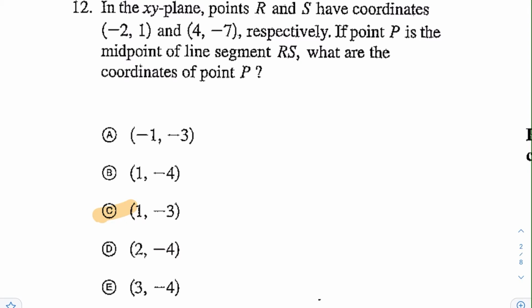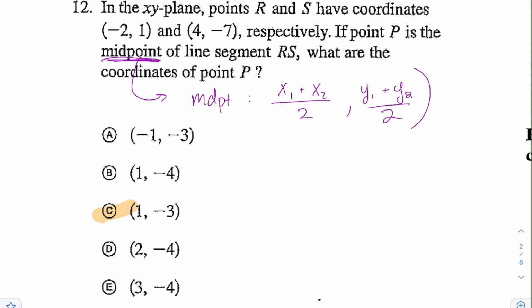So P is the midpoint, and the midpoint is just another word for average. So to find the midpoint, what you have to do is just add the x values, or the x coordinates, and divide by 2, and then add the y coordinates, and then divide that by 2.